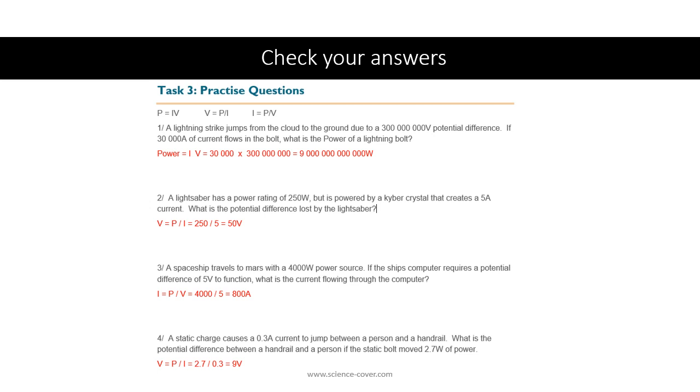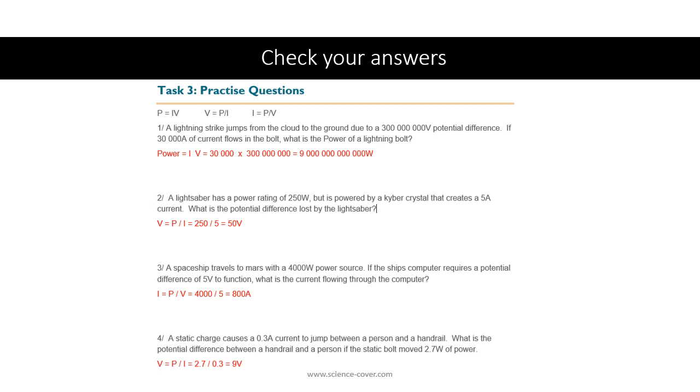A lightsaber has a power rating of 250 watts, but is powered by a kyber crystal that creates a 5 amp current. What is the potential difference lost by the lightsaber? Well, voltage is power divided by current, so that's 250 watts divided by 5 amps, which gives us 50 volts.